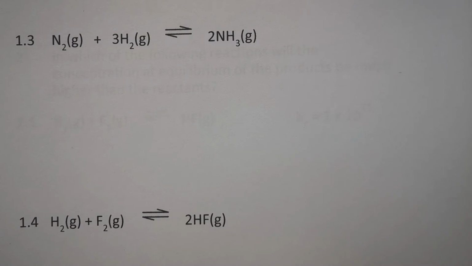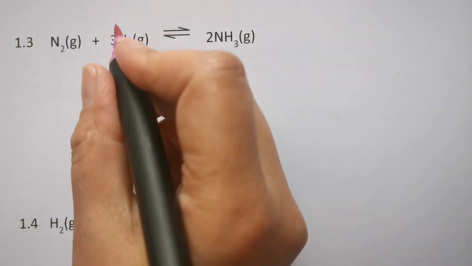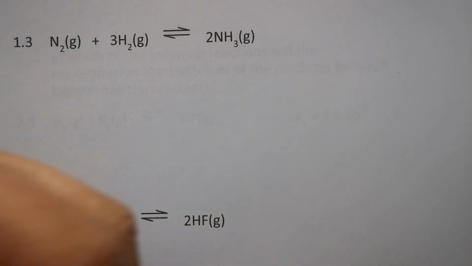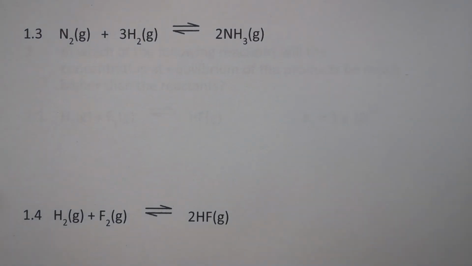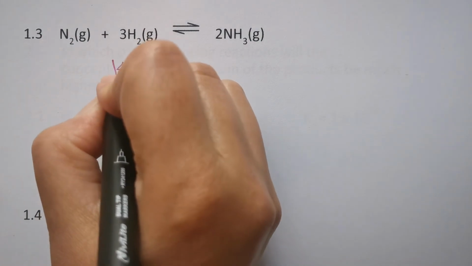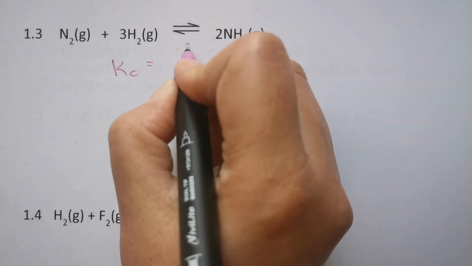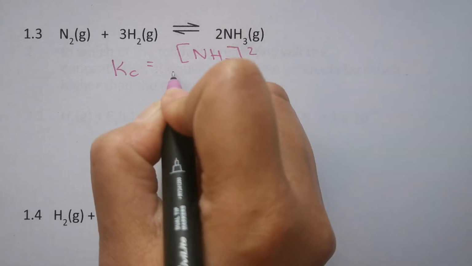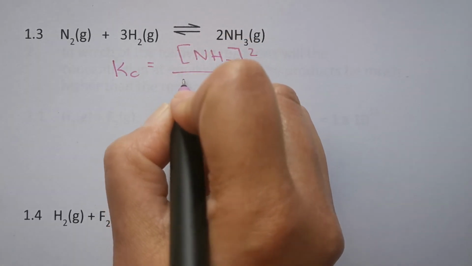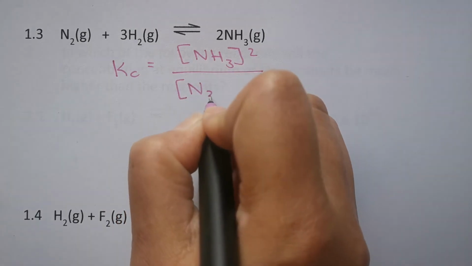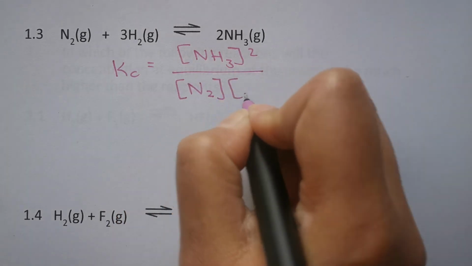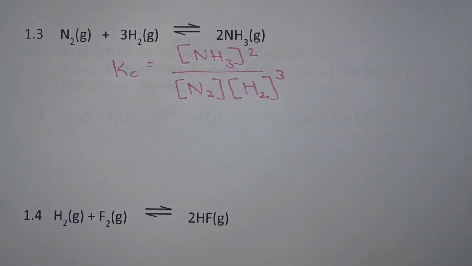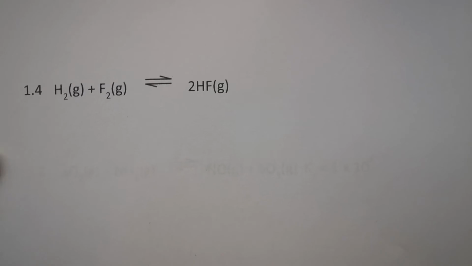Right, let's do a couple more. So now I'm going to do the Kc expression for 1.3. Again, if you want to do it yourself, just pause the video. I have Kc equal to concentration of my products, that's the NH3 raised to the power of 2 over the concentration of my reactants. That's N2 and then H2 raised to the power of 3. Good. That's my Kc expression.